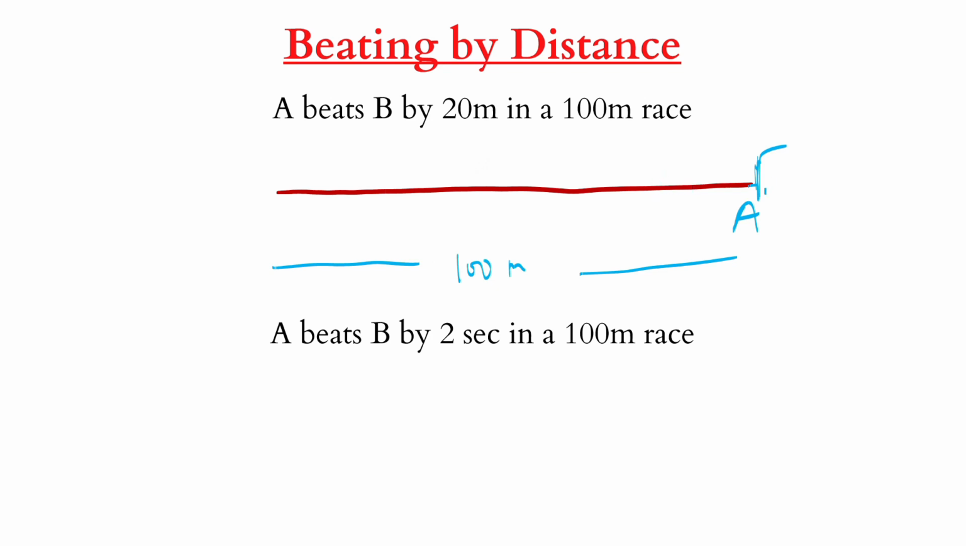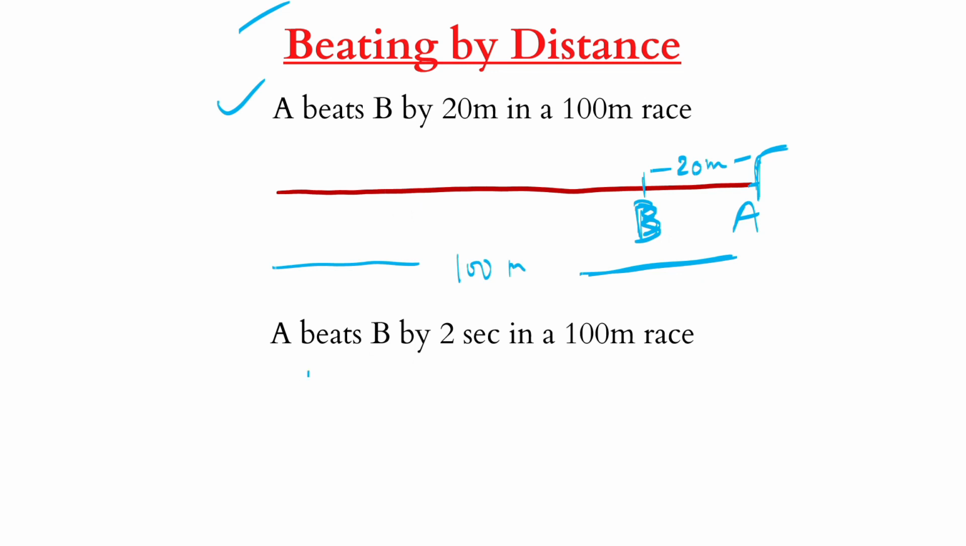So A beats B by 20 meters. What does this mean? A completes first. So B must be here by the time A completes the race. A must have finished the race, and the distance between A and B is 20 meters. This is the meaning of this. So beating by distance means this one.